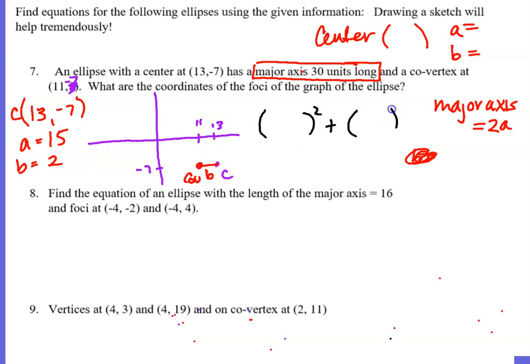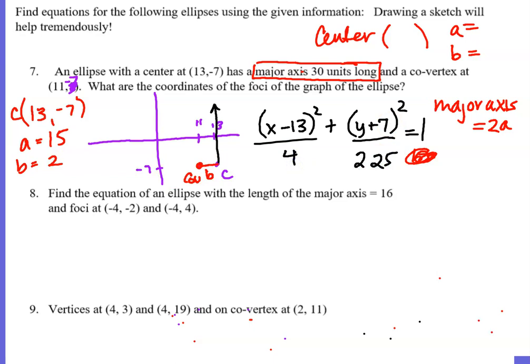I always start off with this, right? I have my blank squared plus blank squared equals 1. And then I'm going to use my center. So if my center is 13, I have (x - 13) squared. It's negative 7 for the y, so (y + 7) squared. A is 15, so I'm going to do 15 squared, and remember, that's happening in the vertical direction, so that should go under the y. So 15 squared, which is 225, would go under the y. And then B was 2, so 2 squared is 4.